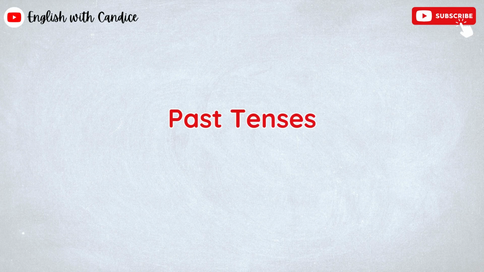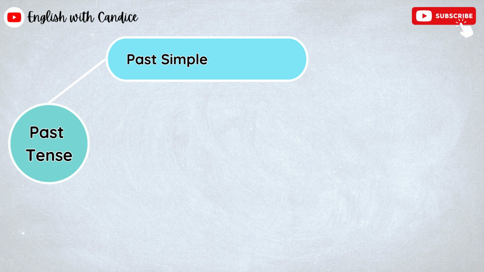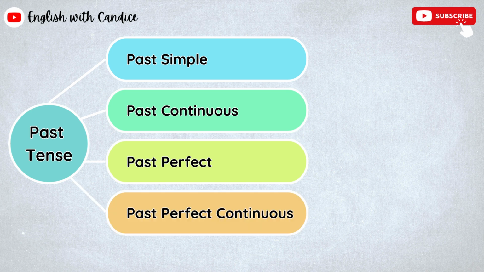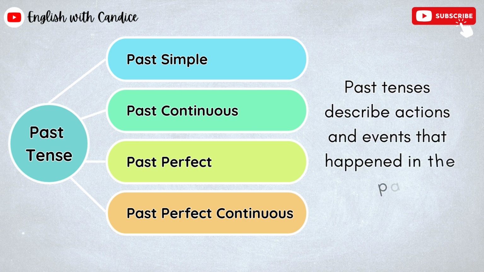In this video, I'm going to teach you past tenses in English, where we will cover the four main past tenses: past simple, past continuous, past perfect, and the past perfect continuous tense. Past tenses are used to talk about actions and events that happened in the past. Each tense has its own unique use. We'll cover how to use each tense, their sentence structures, and examples to help you master them.